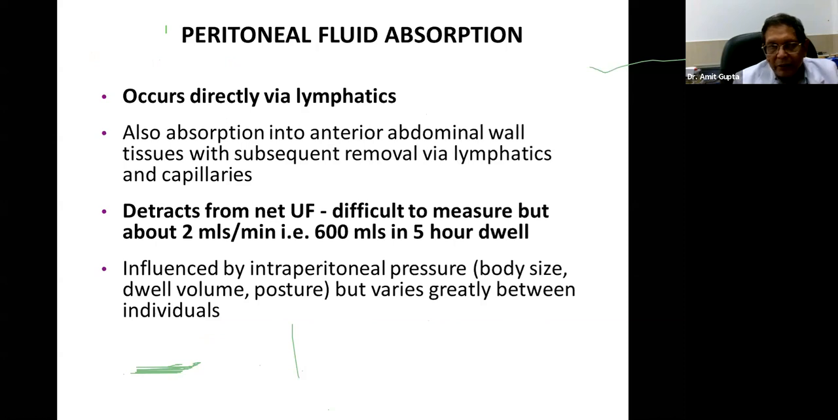This peritoneal fluid reabsorption, as we talked earlier, occurs directly via the lymphatics. And there's also absorption in the anterior abdominal wall tissues, with subsequent removal via lymphatics and capillaries. And this lymphatic reabsorption will reduce your net ultrafiltration. It's difficult to measure, but it's estimated to be about 2 ml per minute. That is roughly 600 ml in a 5-hour dwell. And this lymphatic reabsorption is influenced by intraperitoneal pressure, that is the body size, the dwell volume, the posture. But again, it may vary between individuals.